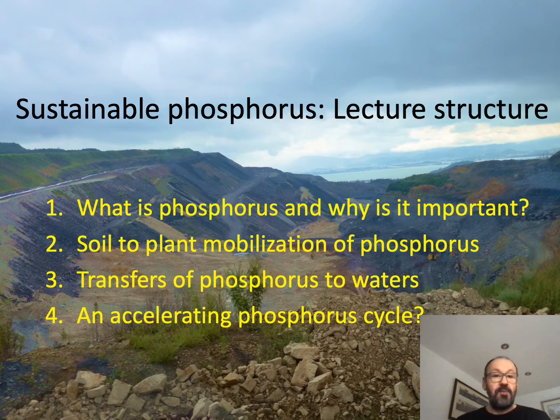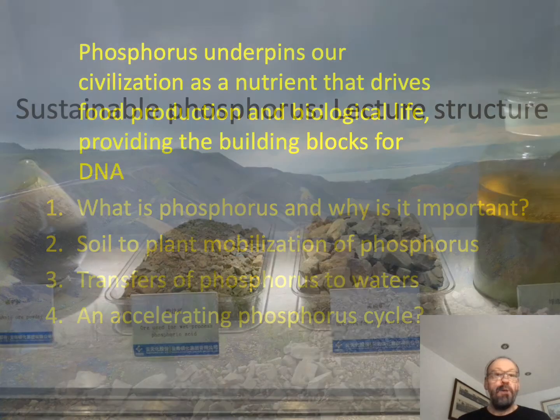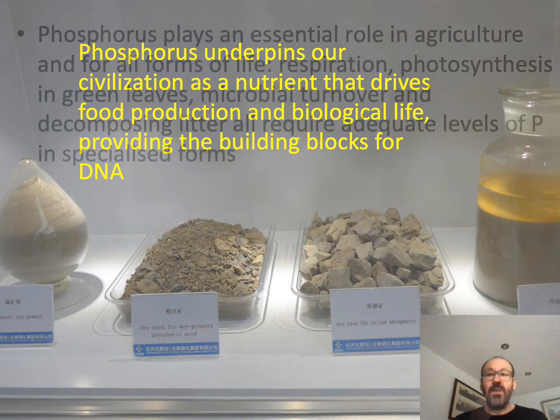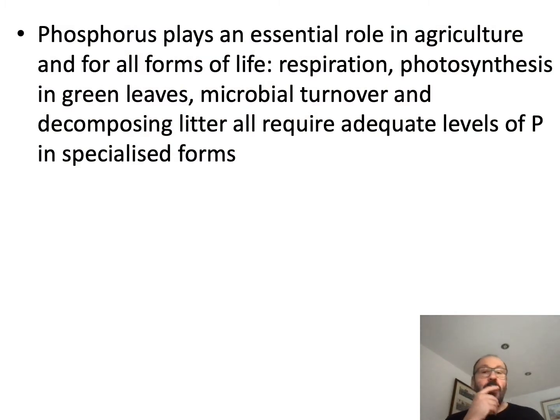So to the first part, why is phosphorus important? What is it? Well, phosphorus underpins our civilization as a nutrient that drives food production and biological life, providing the building blocks for our DNA. You can see that it comes in a kind of rock form here in the slide. There's various forms of phosphate. It plays an essential role in agriculture and for all forms of life on Earth, for respiration, for photosynthesis in green leaves, microbial turnover, decomposing litter. These all require adequate levels of phosphorus in specialised forms.